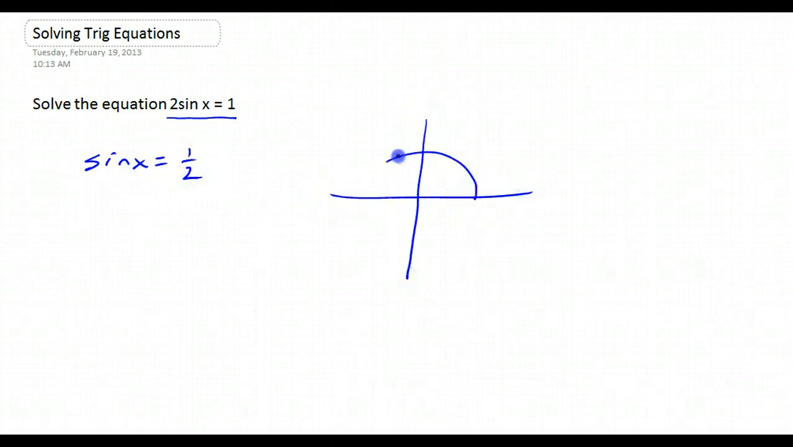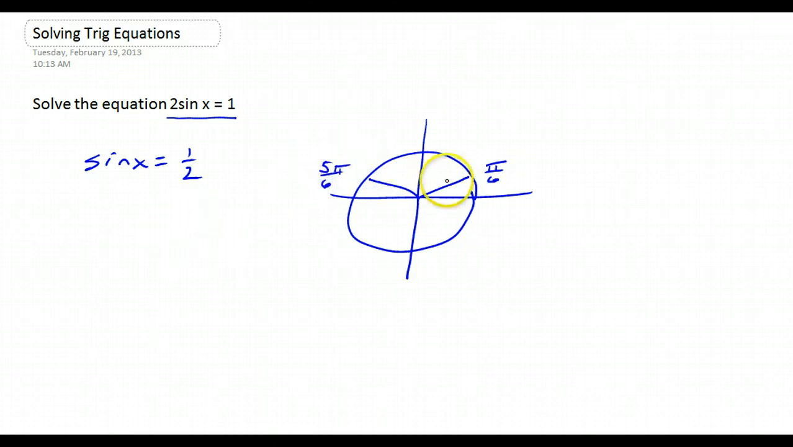Okay, so here's a basic trig equation. We're going to solve 2 sine x equals 1. So let's solve for sine x by dividing both sides by 2. And from your knowledge of the unit circle, you should realize that the sine of an angle is equal to positive 1/2 in 2 places, at pi over 6 and 5 pi over 6.